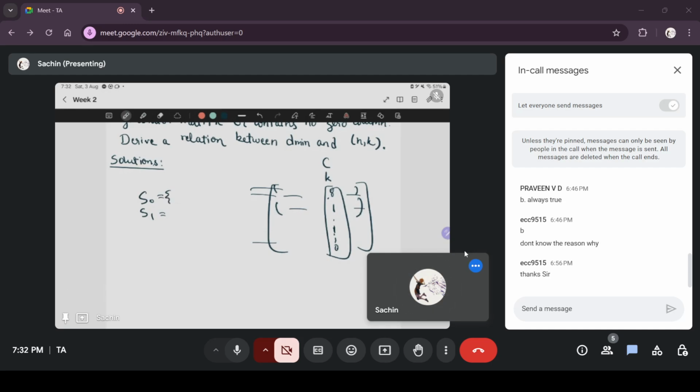So these are all, let me write it, S0 is the set of all code words that have a 0 in the kth bit, and S1 is the set of all code words that have a 1 in the kth bit.